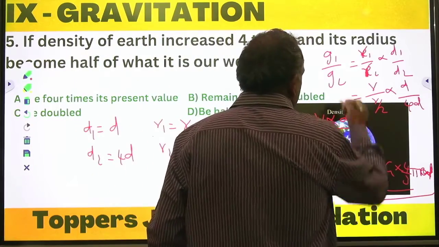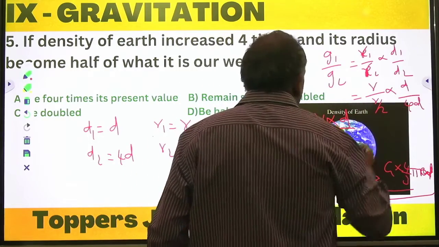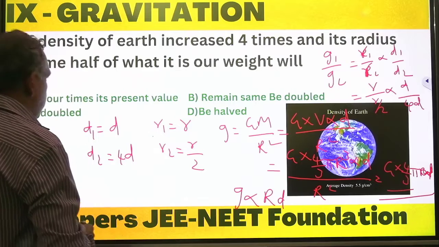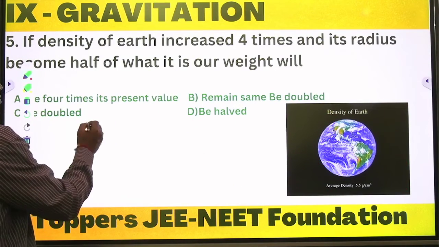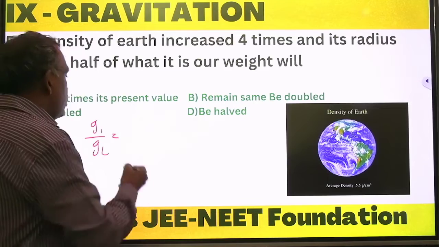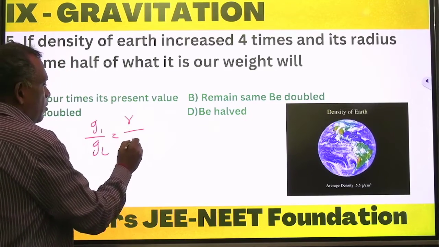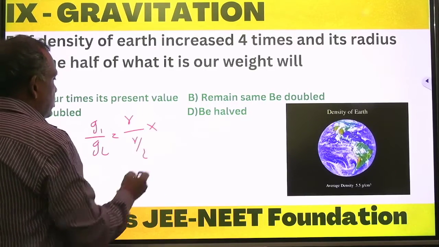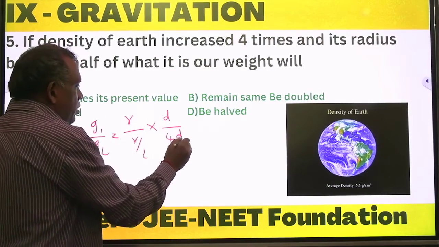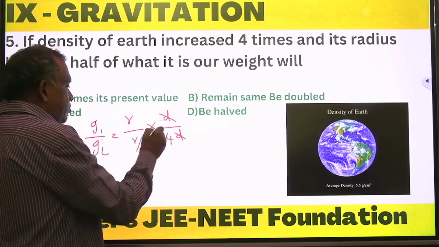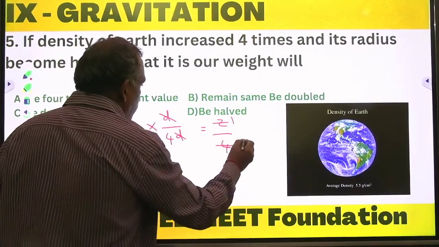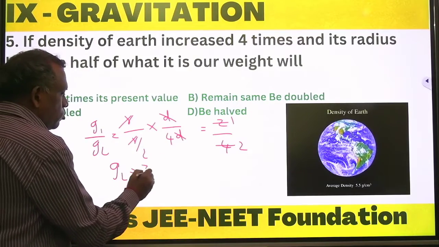So now g1 is the earth. See the calculation here. g1 upon g2 is nothing but r upon r by 2 into density d upon 4d, since the density is increased by 4 times. If you simplify this, d and d get cancelled, r and r get cancelled. So it is nothing but 2 by 4 will come. So g2 equals 2 g1 will come.